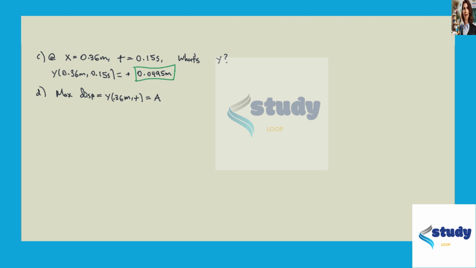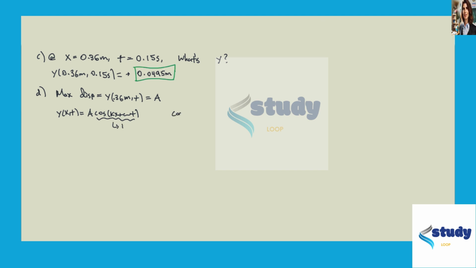That's what the max displacement means. So what we want to know is, when does that happen? How much time after 0.15 seconds does it take for this to happen? And since we know that y of x of t is equal to A cosine(kx plus omega t), this is equal to A when cosine of this is equal to 1.